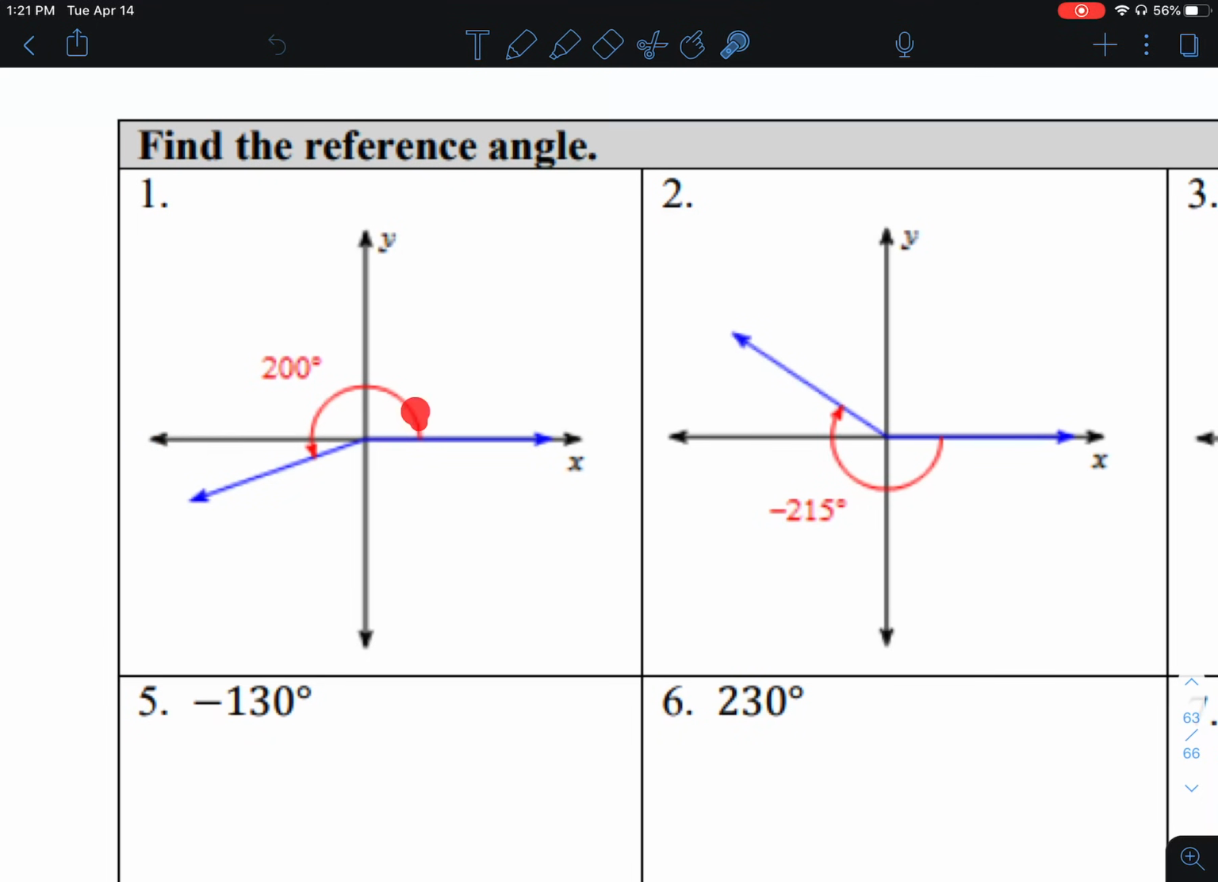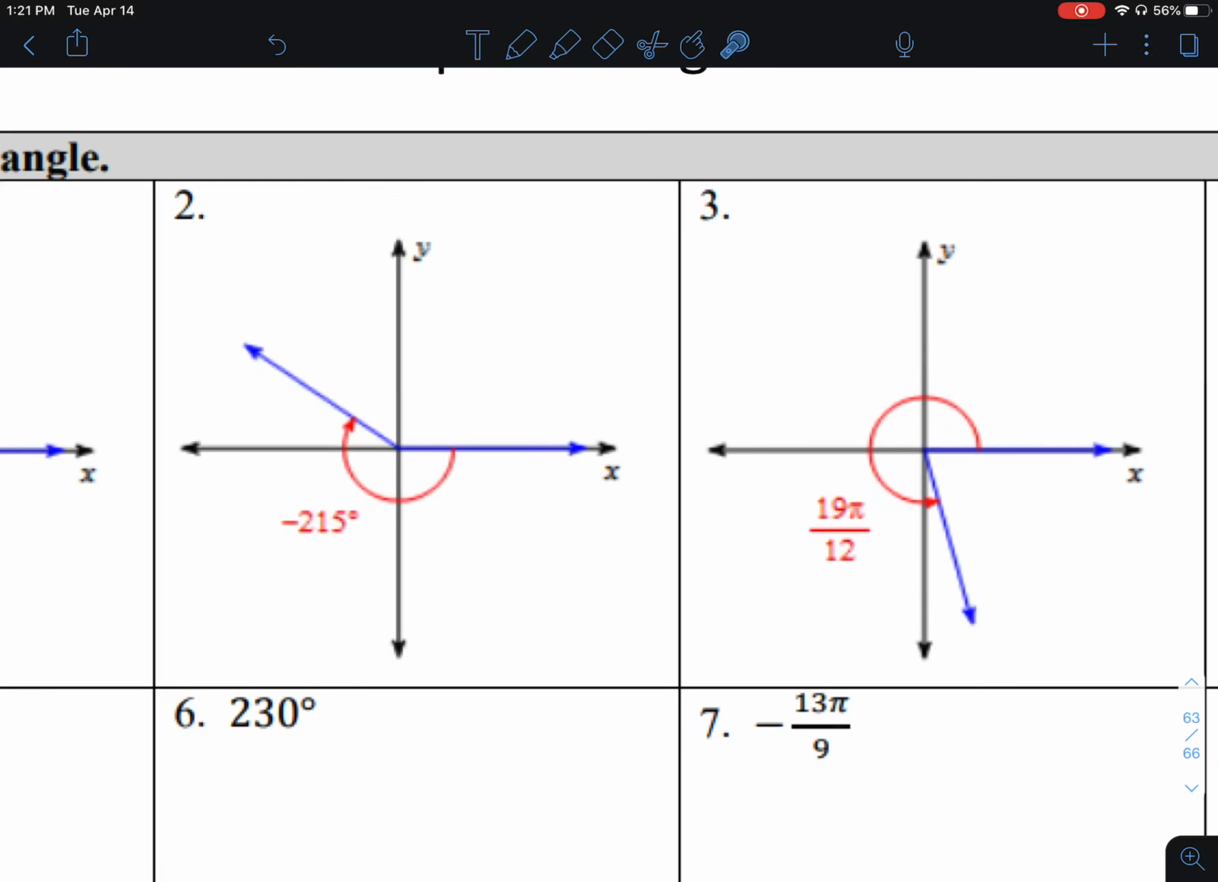So it's 200 total degrees. It's 180 to the negative x-axis. The difference between 180 and 200 is 20. So the reference angle is 20 degrees.